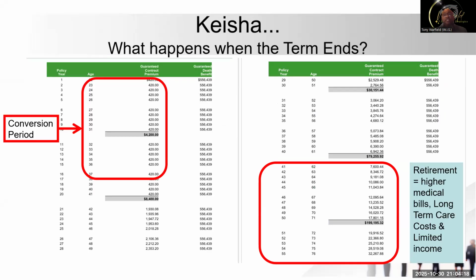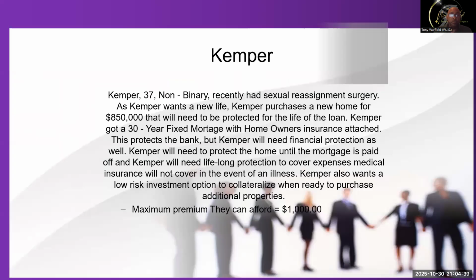So Keisha has a term policy. It looks like it's about 20 years. If she converts that within 15 years, she'll have permanent coverage and financial protection for the rest of her life. But if she neglects to convert that policy after 20 years, you can see after paying $8,400 for the total 20 years, the next payment to be able to renew that is going to be over $1,900. Sorry about that.